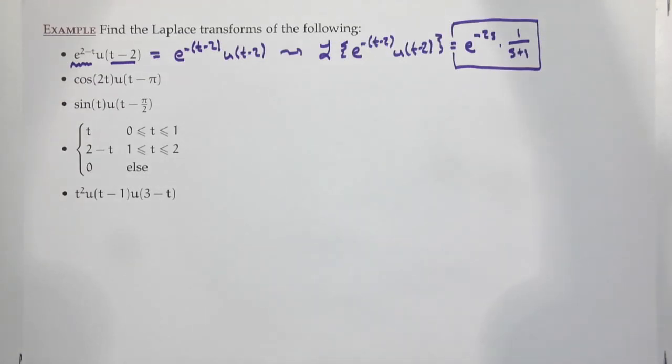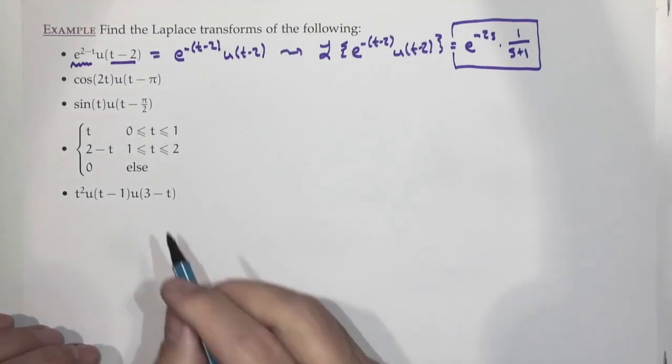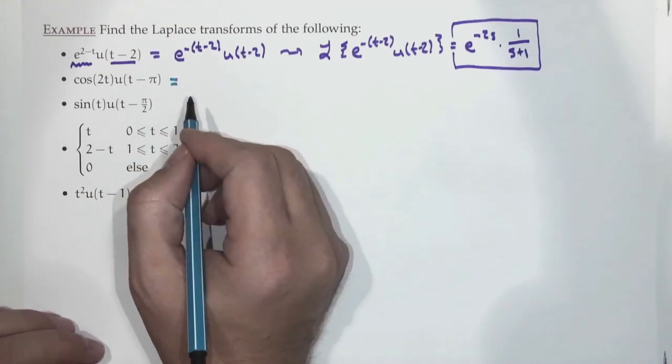All right. Are we good? We got it? Yes? Okay. Next problem. There's a whole bunch of them. We're going to get really good. Cosine 2t, u of t minus pi. All right. Are we ready to go with our Laplace transform yet? No. Because we need to rewrite this function in terms of t minus pi. And you're like, okay, cool. Let's do it. How do we do it?